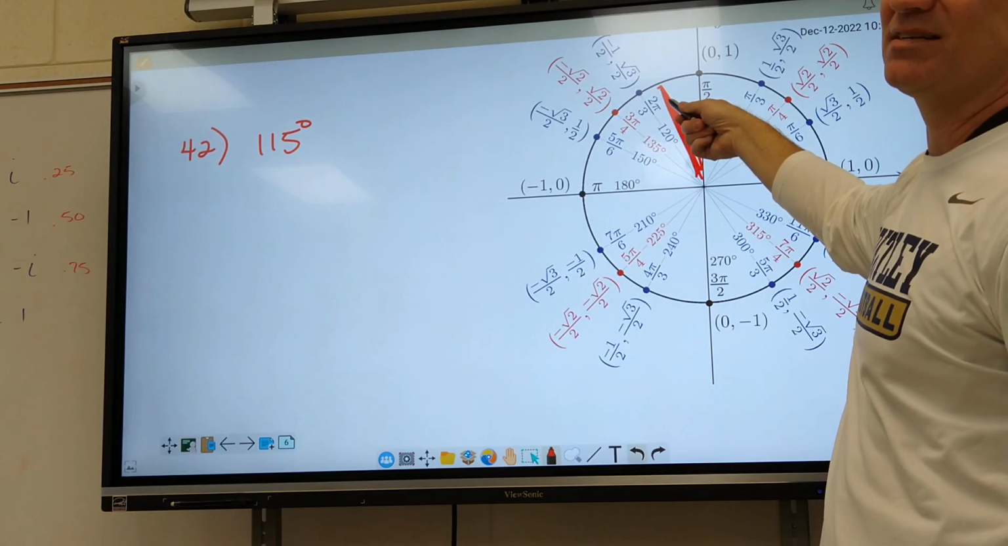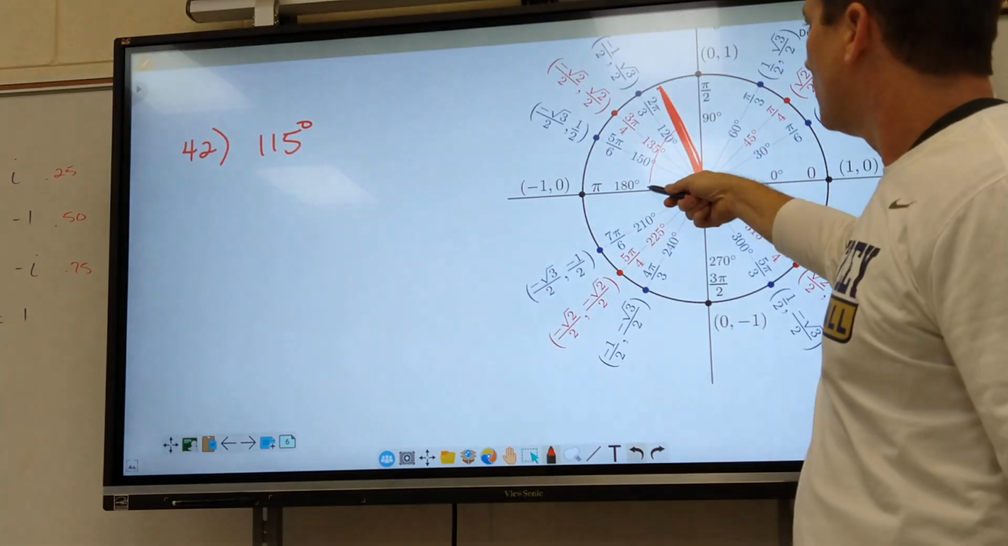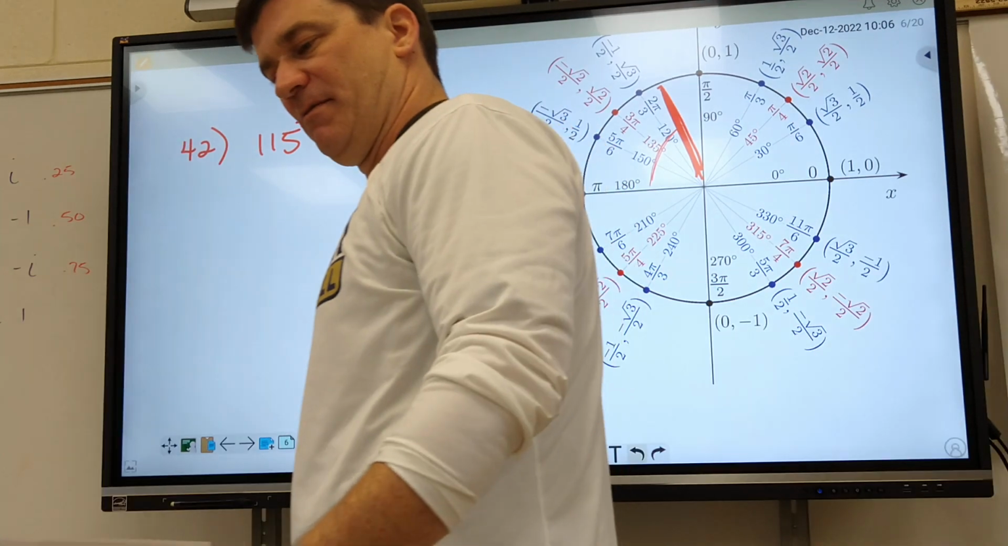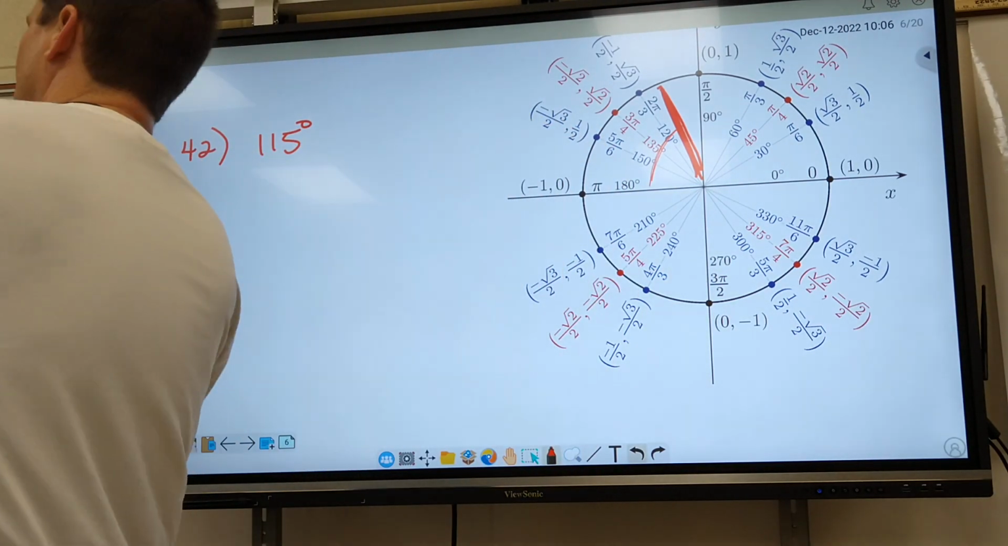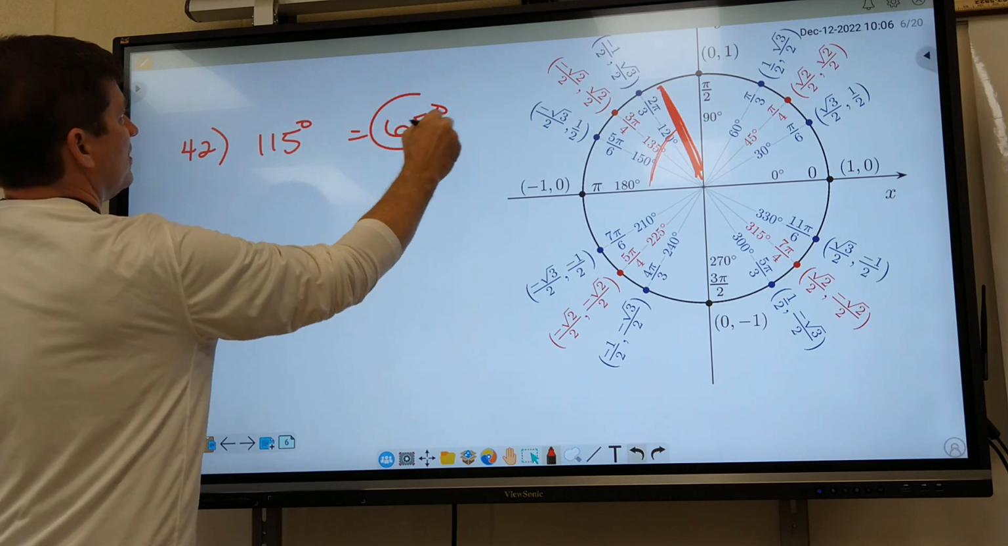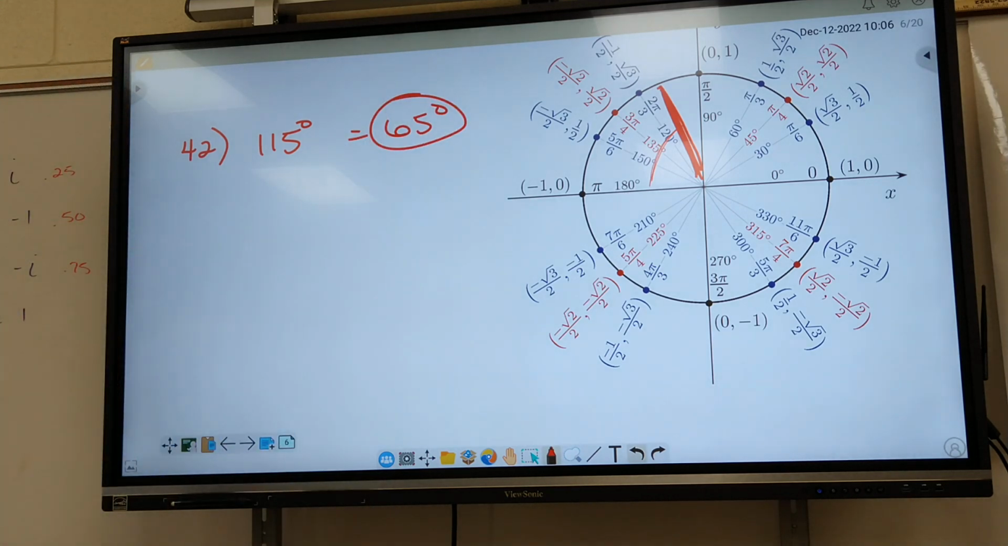All right, so to find your reference angle, Ernesto, all we got to do is subtract it from the closest x-axis, which is 180. So do 180 minus 115. Tell me what you get. 65 degrees is your answer. That's how y'all do 43 and 44, same way.